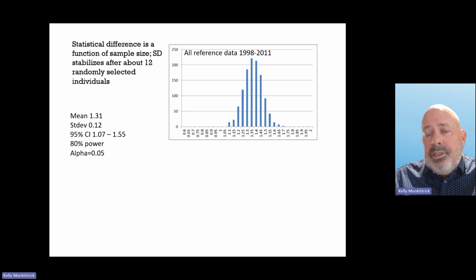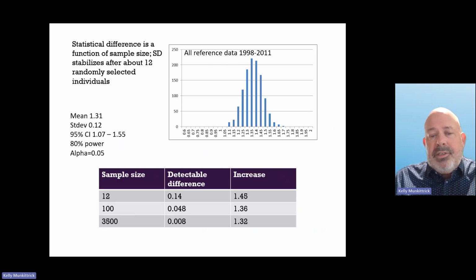This is data from the first 20-some years of that program on just a body mass index for fish, just showing that the mean is 1.31, standard deviation is 0.12. Statistical difference is a function of sample size. The standard deviation in randomly selected members of a population will stabilize after about 12 individuals. And so if I have 12 fish, I can detect a difference in this endpoint of 0.14. If I have 100 fish, I can detect a difference of 0.048. And with 3,500 fish, which is in this data set, I can detect a difference of 0.008.